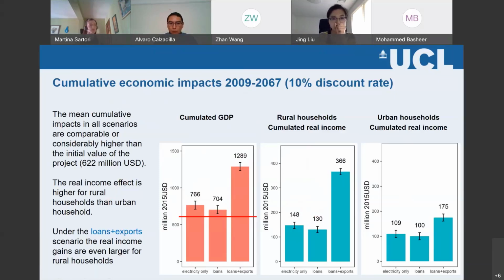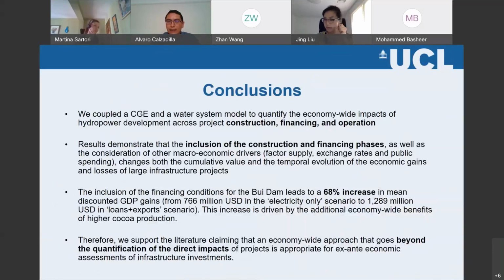And here I have the conclusions. So basically what we have done is to introduce this Invest CG model, which accounts for the construction, financing, and operation phases. And we have seen that it is very important to include these aspects, because as we have seen, the Bui Dam leads to a 68% increase in the mean discounted GDP compared to the electricity only scenario when we assess the loan and export scenario. So basically considering all the different phases of the project.